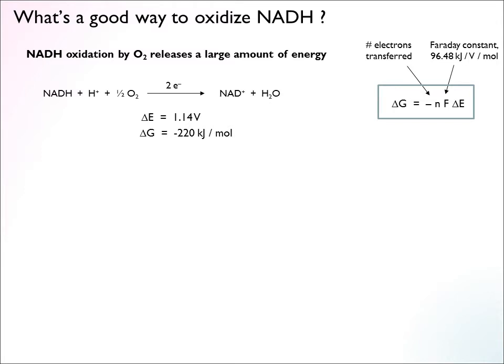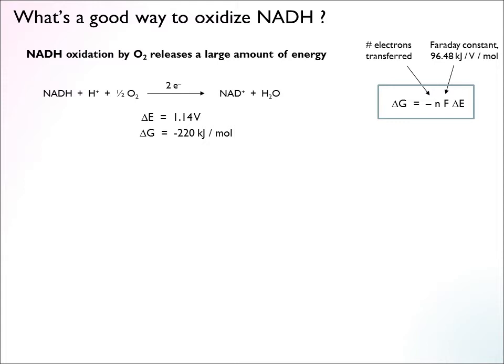That's several ATP. So how should we do this? Is there some enzyme that can couple this to the production of lots of ATP? Well, it turns out there is not. This is a large amount of energy, and nature has somehow chosen to split up this oxidation into several steps. So we will look at those, and these form the basis of the respiratory chain.